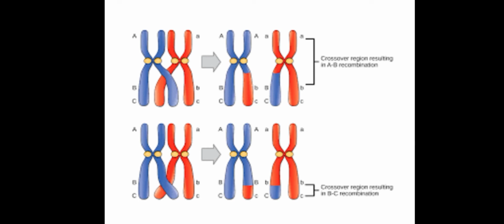Here is an illustration of genetic recombination, which occurs during prophase 1 of meiosis, where the non-sister chromatids of the homologous chromosomes exchange their segments.